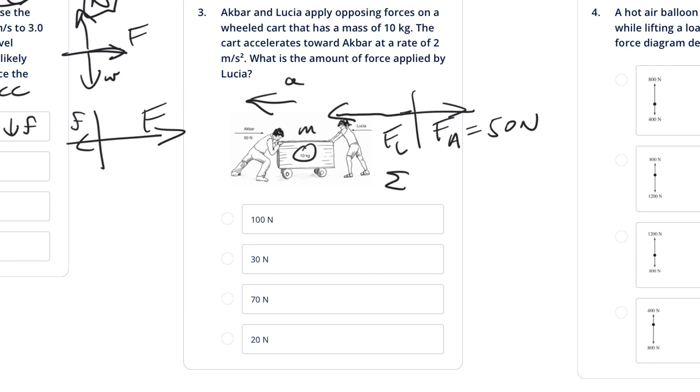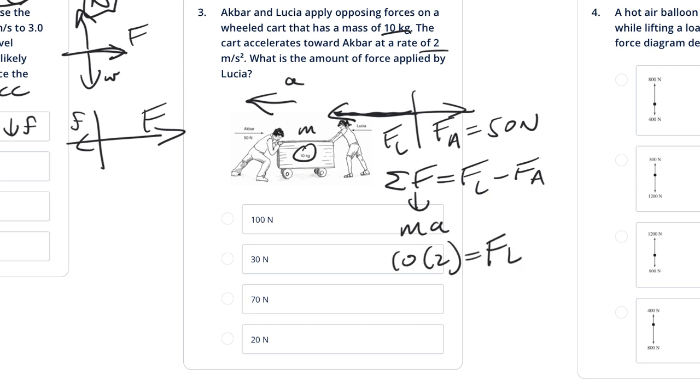Also, because the acceleration is to the left, net force is to the left, and so FL has to be bigger than FA. So the net force is mass times acceleration, so ma. So we got 10 times 2 equals Lucia's force minus Akbar's force. So Lucia is pushing with a force of 70 newtons.